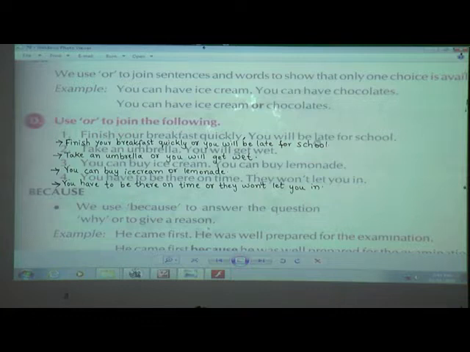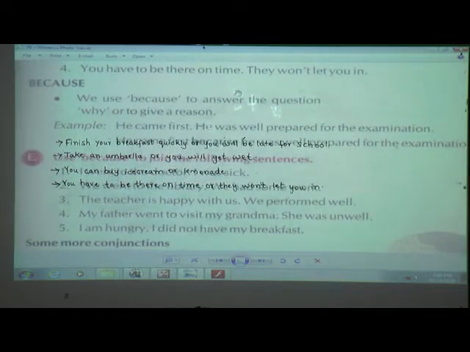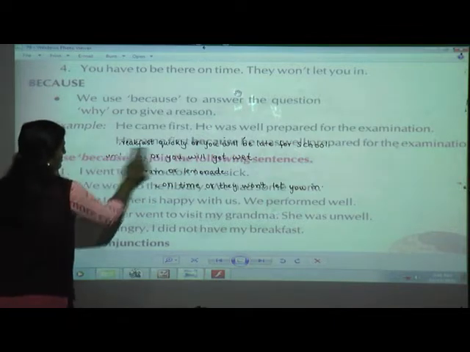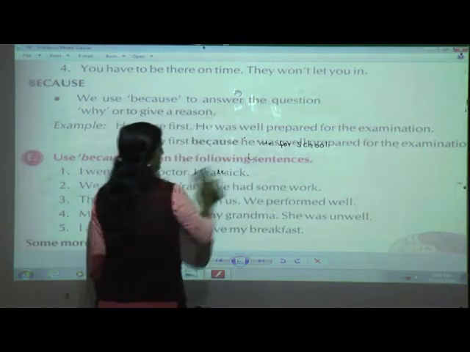Next, done, students? Okay, now we have finished with the OR. So till now, how many conjunctions we have finished? In the previous session, AND and BUT, but today we have finished OR. So next is because. Now why we are going to use the conjunction BECAUSE? You can read the explanation.